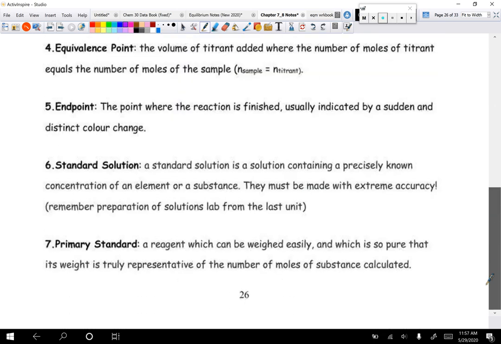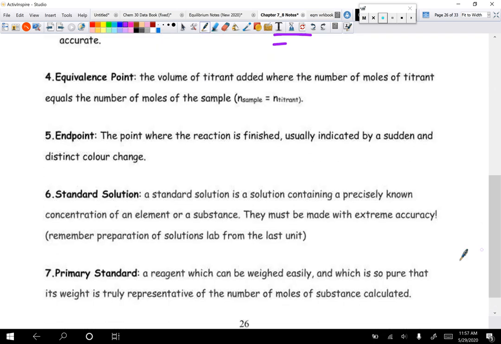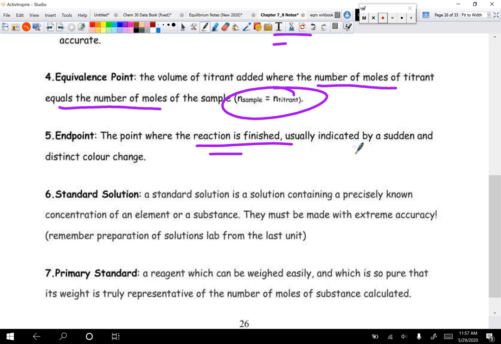Now, we have some other definitions right here. So something called an equivalence point. So this is where the volume of titrant added is such that the number of moles of titrant equals the number of moles of the sample. So that is the equivalence point, hence equivalent. Now the endpoint, this is what we're going to use most of the time when we're talking about titrations, is the point where the reaction is finished, and we're going to notice a distinct color change for that to happen.